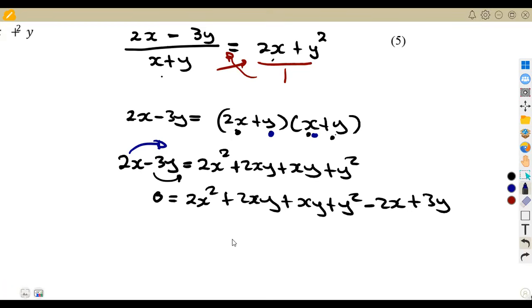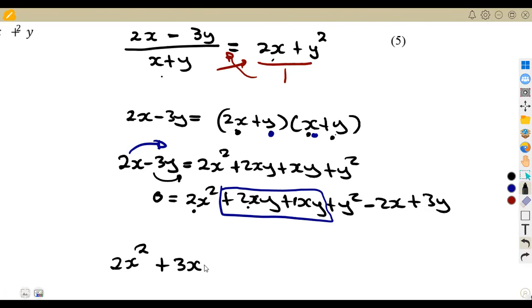Do we have any like terms in this case? There is the part of xy and xy here, and that's the only part. So we're going to have 2x squared, 2xy plus 1xy, which is 3xy, where we add 2 and 1. The rest is going to remain as it is, plus y squared minus 2x plus 3y. So this whole part is supposed to be equal to what? To 0 now.